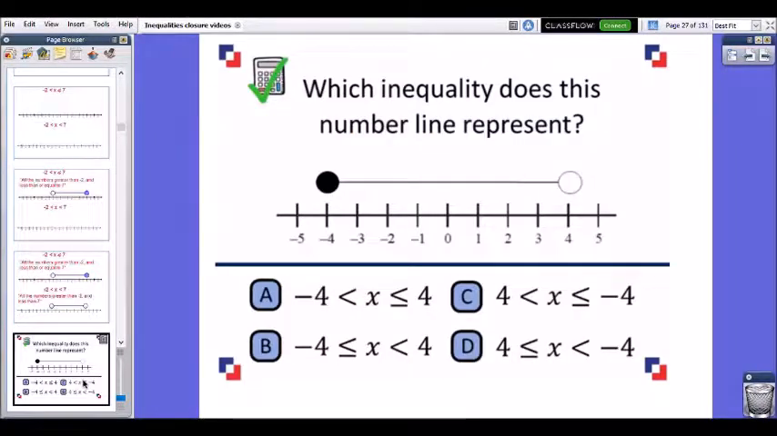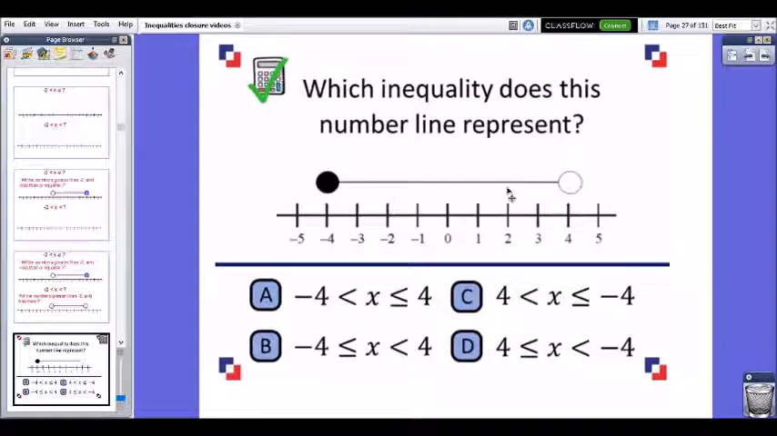Okay, so quick test then. Which inequality does this number line represent? So please pause the video and have a think. Well, we know it's something to do with 4 and -4, but that doesn't really narrow it down because all of these have got 4s and -4s in. So when the circle is not coloured in, that means that my x cannot be 4. So my x has to be less than 4. It's not less than or equal to 4. So I know it can't be A, and I know it can't be C, for example.